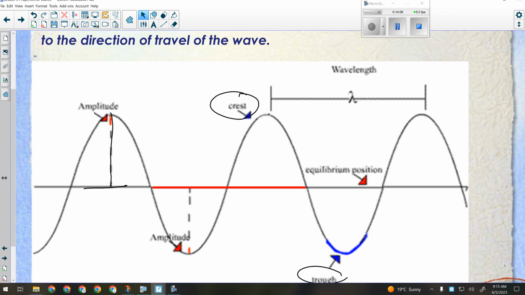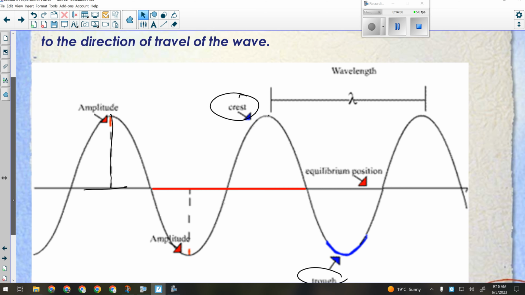So two crests, they're one wavelength apart. Two troughs, they're one wavelength apart. Two equal equilibrium positions, one wavelength apart. Everybody okay with that? So the length of one cycle is the wavelength. What do we call the amount of time it takes for that cycle to happen? Period. How many cycles per second is? Frequency. So all those terms still apply to waves because they're an example of oscillatory motion.